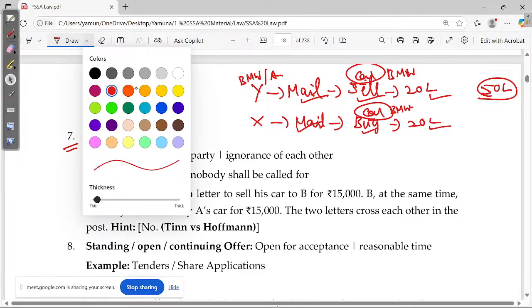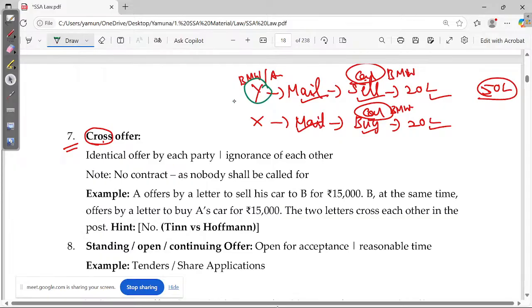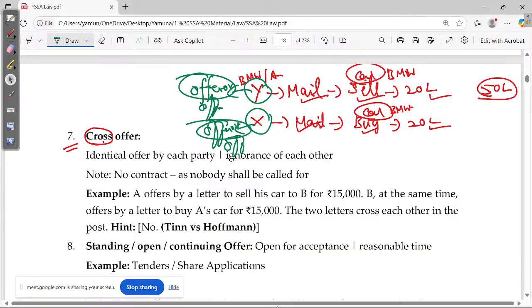Now here, from my point of view, I am the offerer and X becomes the offeree. But from X's point of view, for the same contract, the same subject matter, the same conditions, X becomes the offerer and I become the offeree. How can we both be the offerer and the offeree? So law says it cannot end in a contract. Practically, we'll finish the contract and go, but that's different. What law says is that it's not a contract. So that's cross offer.